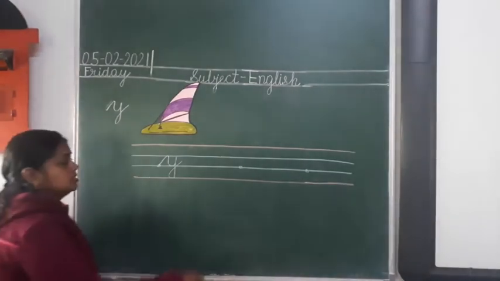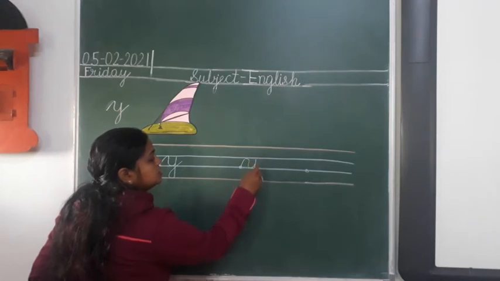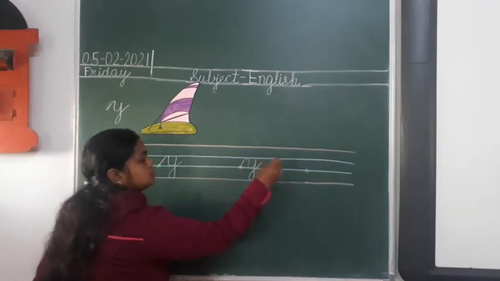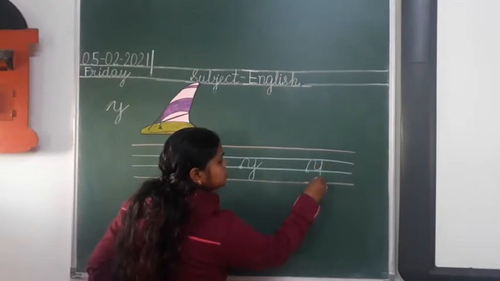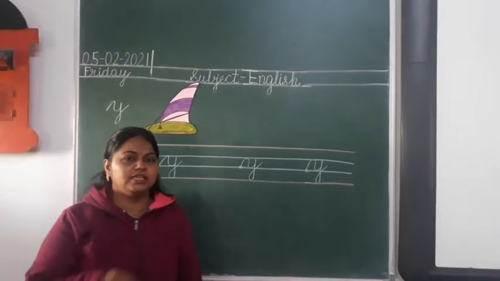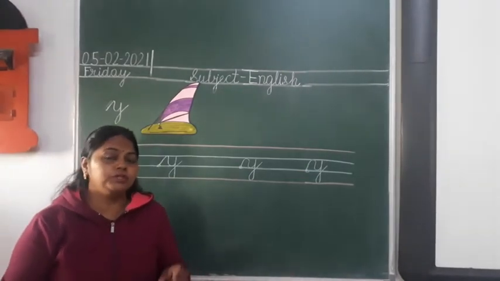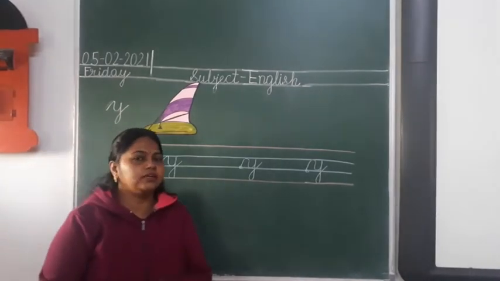Y sounds y. Y. Yacht. Yo-yo. What is yo-yo? Yo-yo is a game played by small kids. So I will show you the picture of yo-yo in your English notebook. So now I am going to show you our English notebook. Let's start.